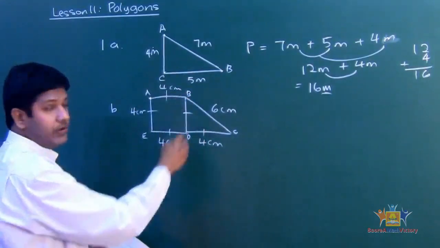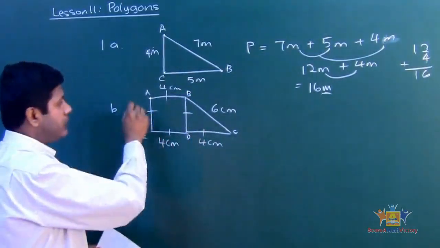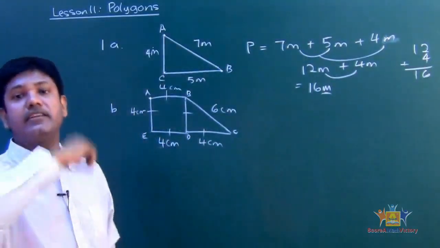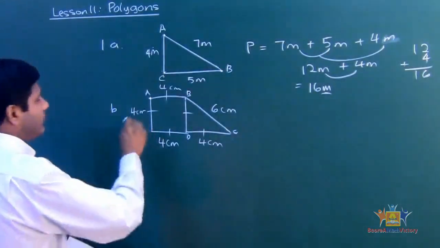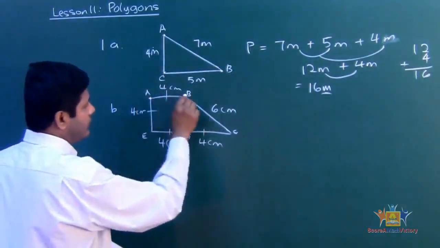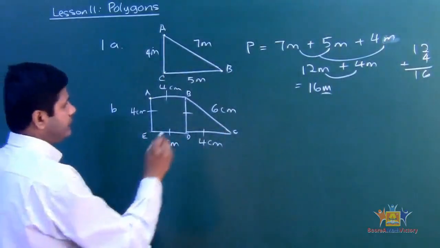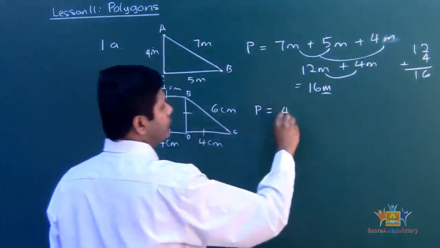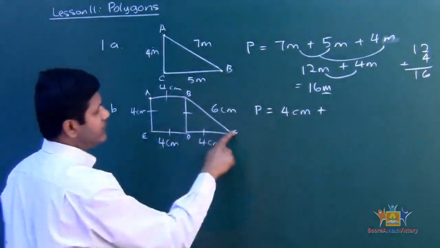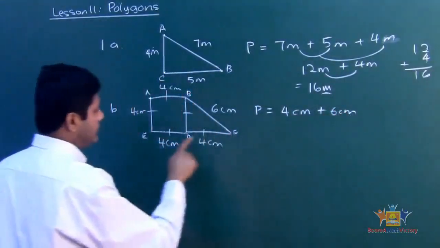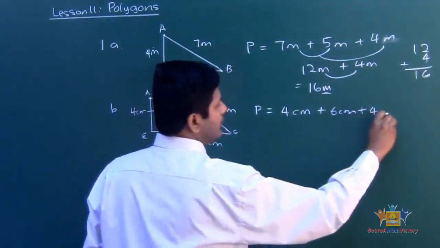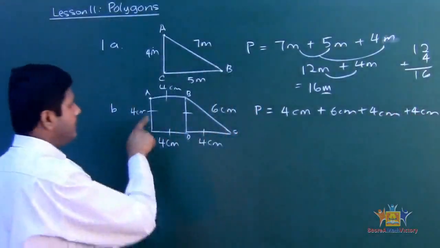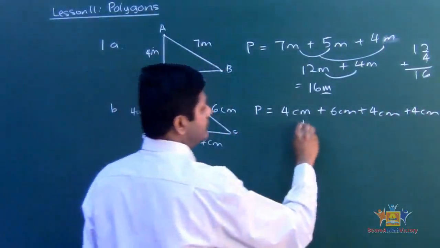Now what about this line? Are we going to find that too? No, because when you're finding the perimeter, you're finding the length around the figure, okay, surrounding the figure, so you just use the outer line lengths. So let's do that. We're going to find the perimeter of this figure, and we're going to start from A to B, which is what? 4 centimeters, and then B to C 6 centimeters, and then C to D 4 centimeters, and then D to E 4 centimeters, and then E back where we started to A is 4 centimeters, okay?